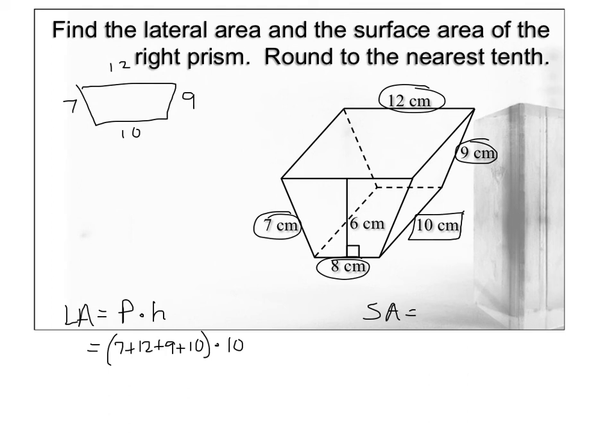Again, right now it's laying on its side. If I flipped it up on the trapezoid, the 10 centimeters would be how tall it is. So the lateral area here, if I add those numbers up, is 37 times 10, which gives me 370, in this case, centimeters squared. That's the lateral area. That's the area of just the sides, not including the trapezoids.